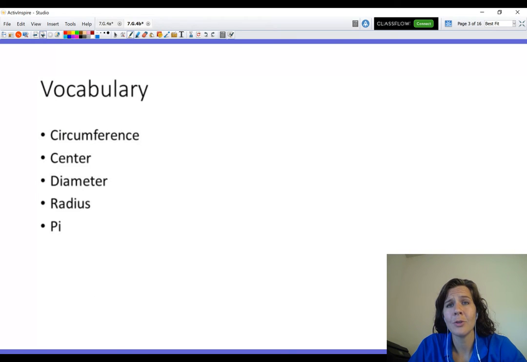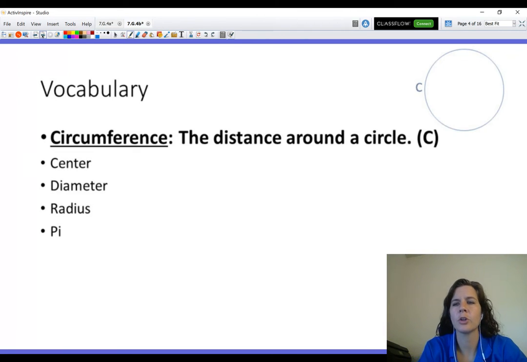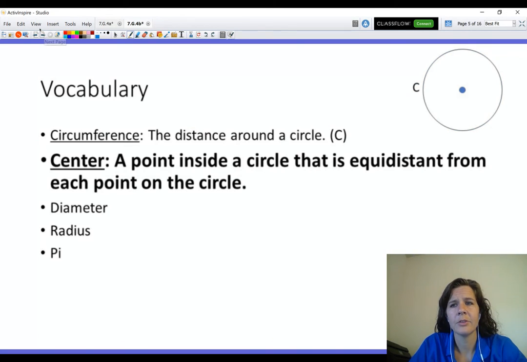Let's quickly review the vocabulary. We discussed it in the first video, but we'll go over it real quick again. Remember, the circumference is the distance around the circle. When you draw a circle, you draw the circumference. And we talk about circumference with a capital C. The center of a circle is the point inside a circle that is equidistant from each point on the circle. So no matter where I pick on the circle, around the circumference, it's the same distance to the center.